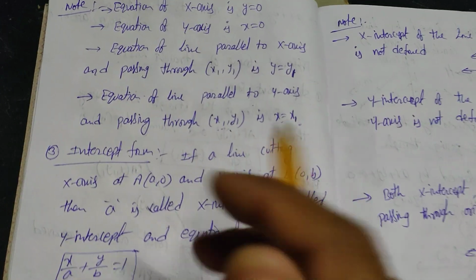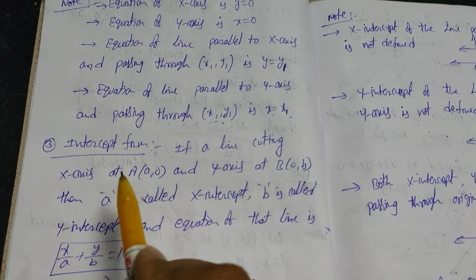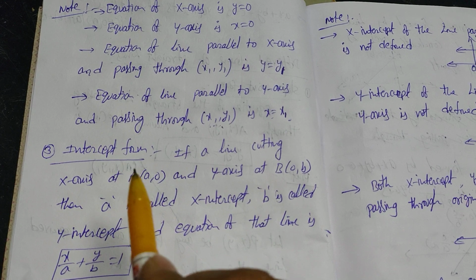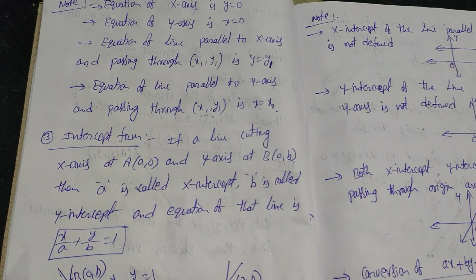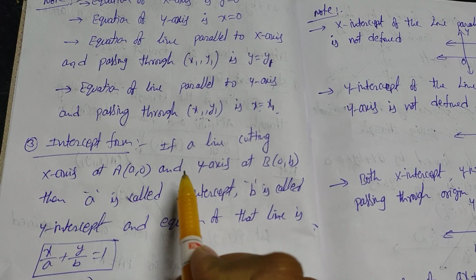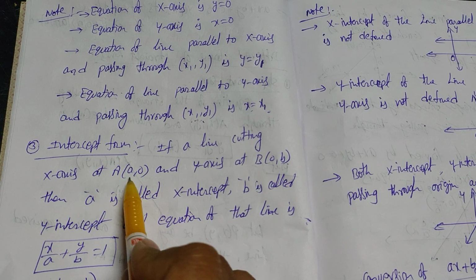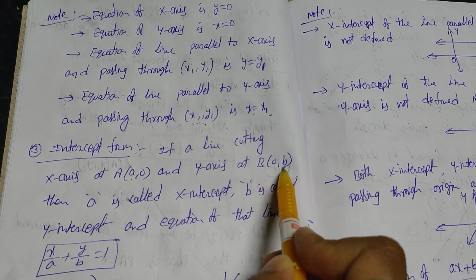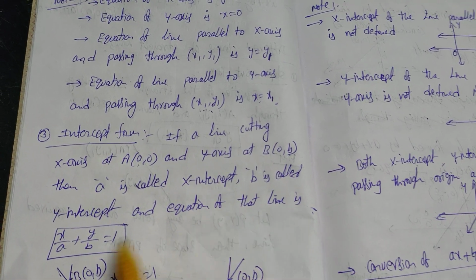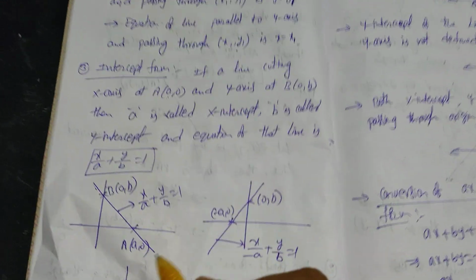Next one, third one, intercept form. Intercept form means here we are taking both the x-intercept and y-intercept. What is the meaning of x-intercept and y-intercept? I will explain. If a line cuts the x-axis at a comma 0 and the y-axis at 0 comma b, then here a is called the x-intercept and the small b is called the y-intercept. And the equation of that line is x by a plus y by b is equal to 1.